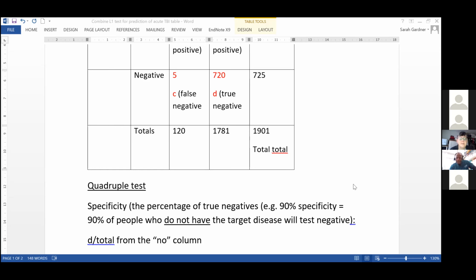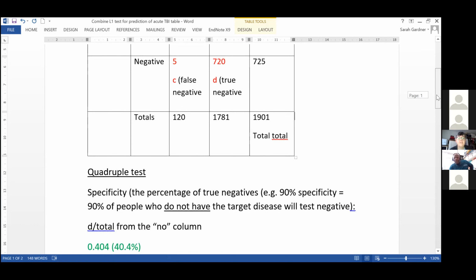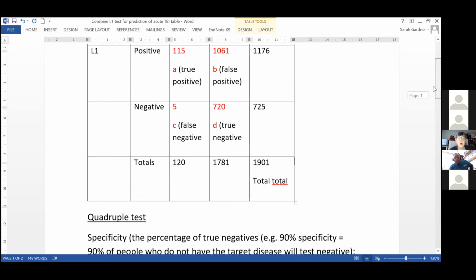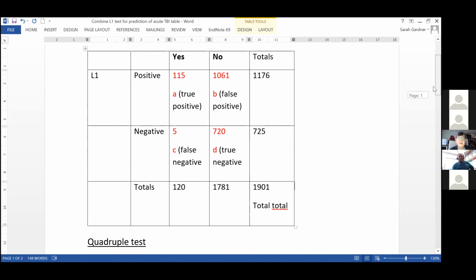So do you want to nominate someone to do this calculation so that we can get the specificity? D divided by total of no's. All right, Sikandar, could you scroll up a little bit? I'm just seeing the negative part, not the positive ones. Scroll up a little bit for me. There you go. More. Yeah, that's it. Okay, fine. So the calculation for specificity is D divided by the total of no's.